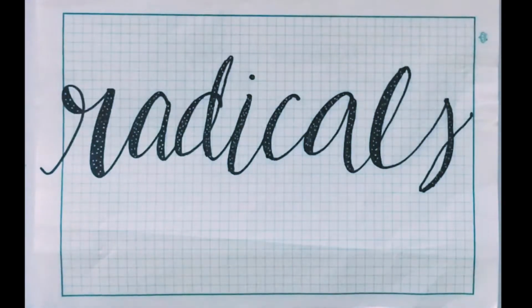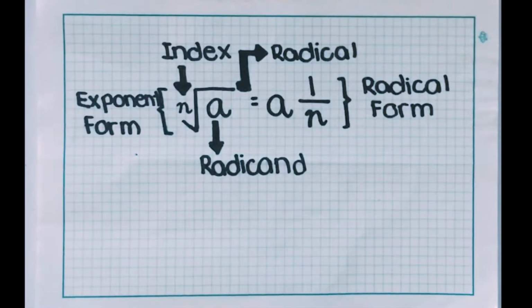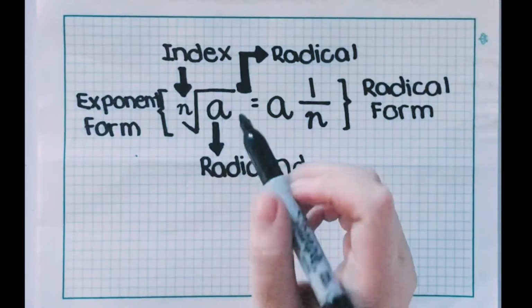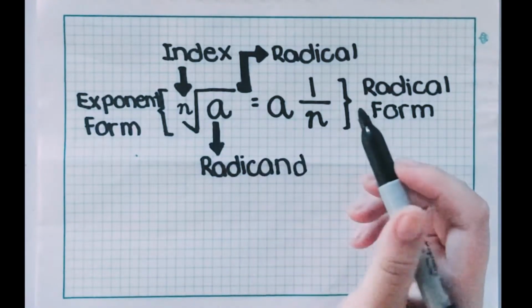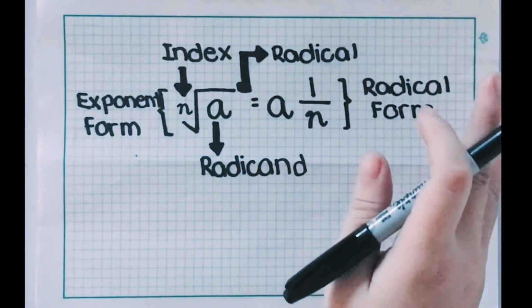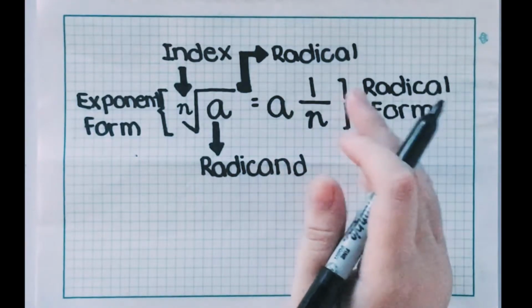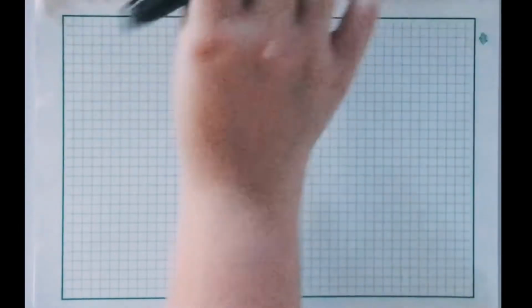So for today's lesson, we're going to talk about radicals. But first off, what are radicals? Radicals is when n is called the index, a is called the radicand, the square root sign is called the radical. The right side of the equation is often called the radical form, while the left side is often called the exponent form. There are different operations on radicals.